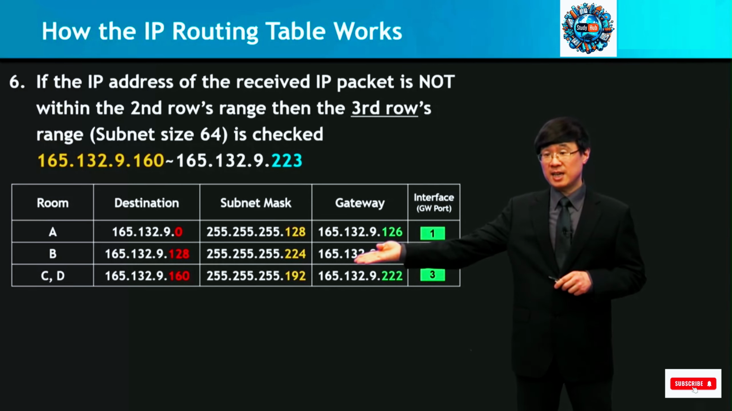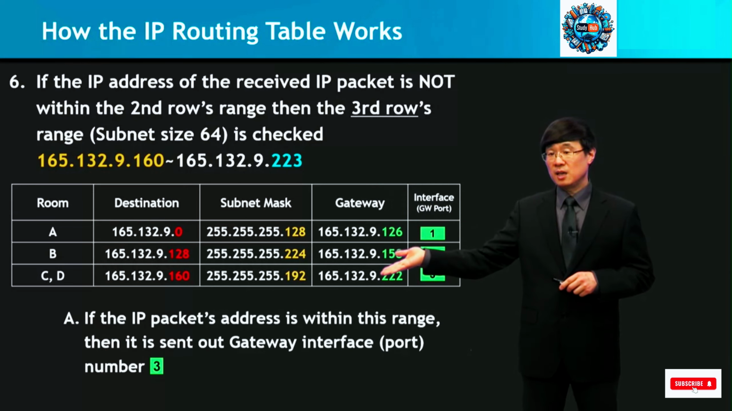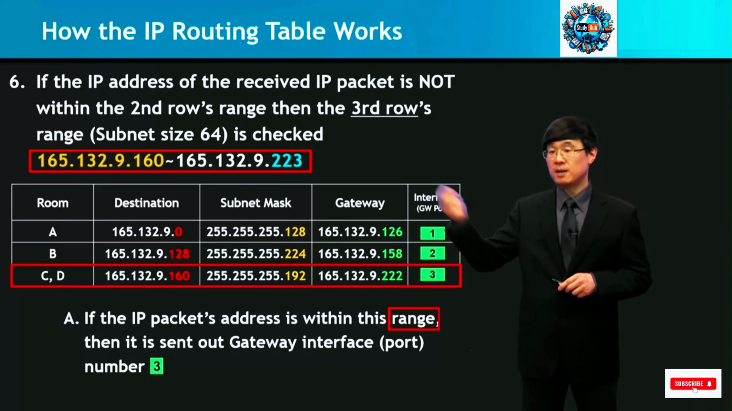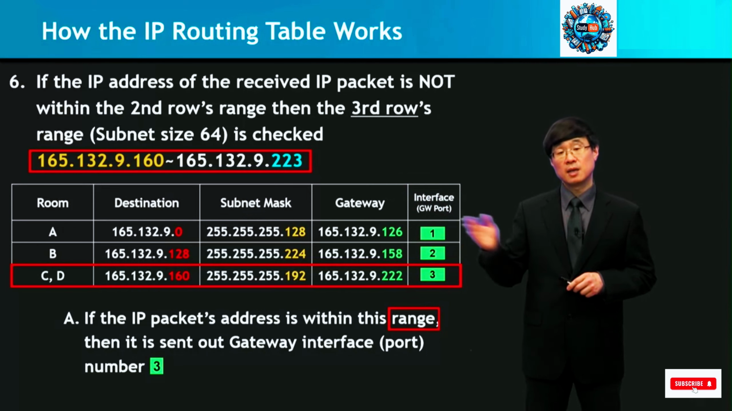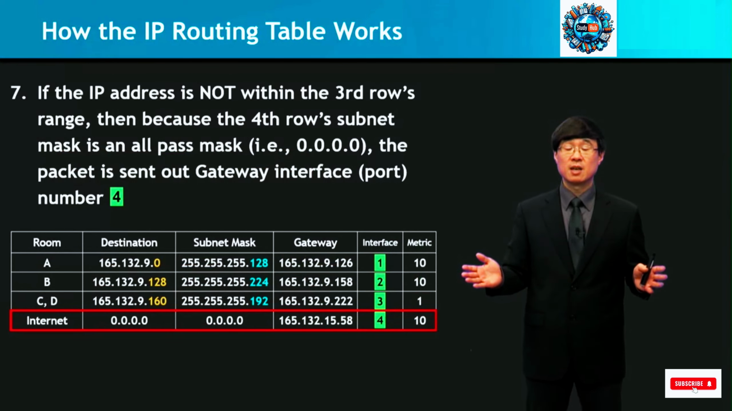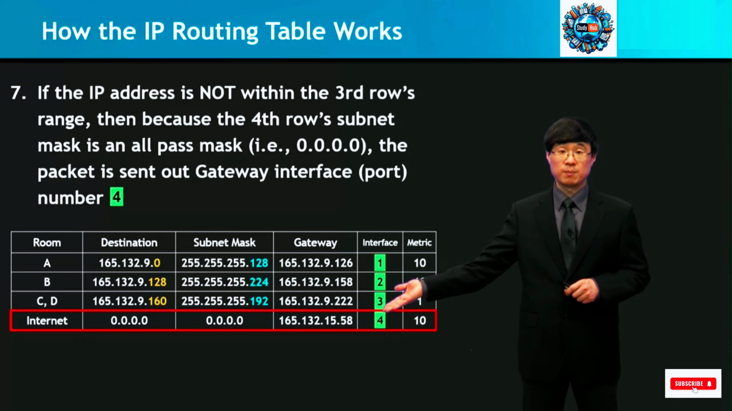Basically, looking at the destination IP address and the subnet mask, we come up with a range likewise. And if the IP packet's destination address is within this range right here, then it will be sent out interface number 3 of the gateway. However, if nothing matches, then it goes down to the internet, the last row right here.